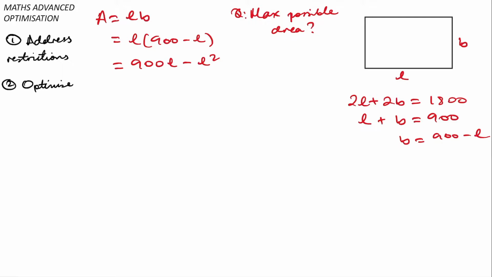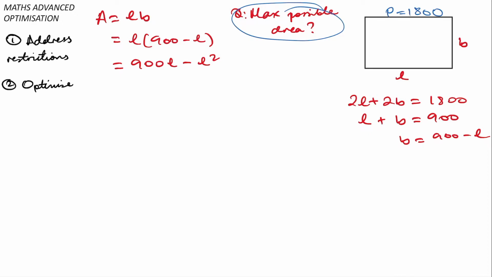So this particular example, which is fairly minimalistic, I'm given a rectangle with length L and breadth B. I will impose a restriction that the perimeter of the rectangle must be 1,800, and then I'm asking you to find the maximum possible area of the rectangle.